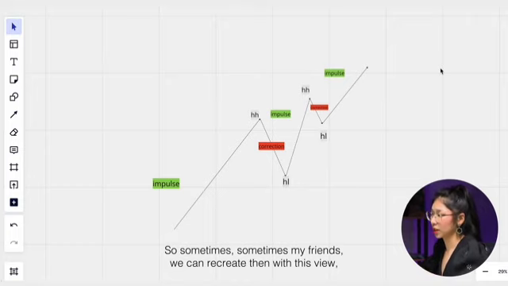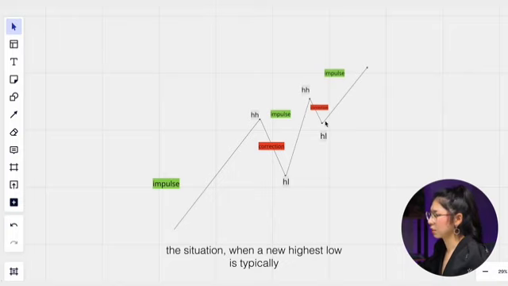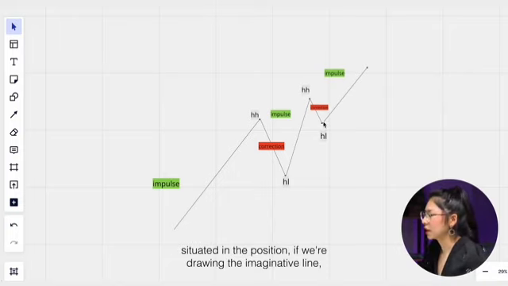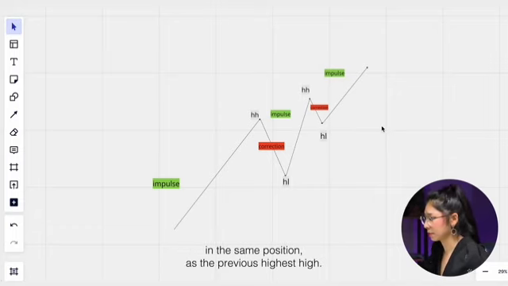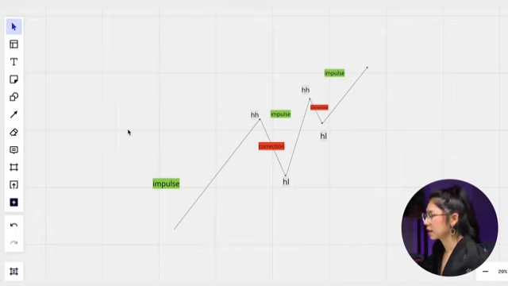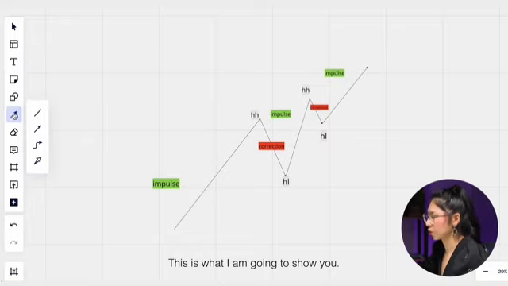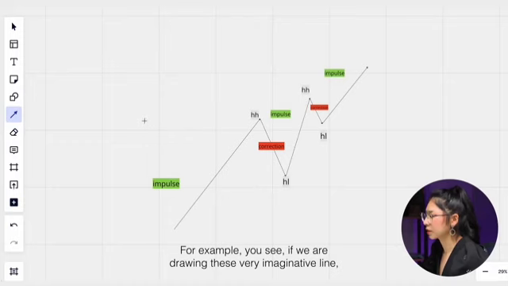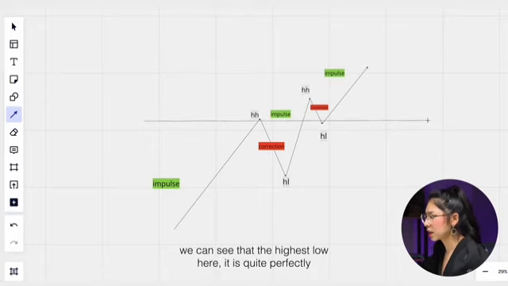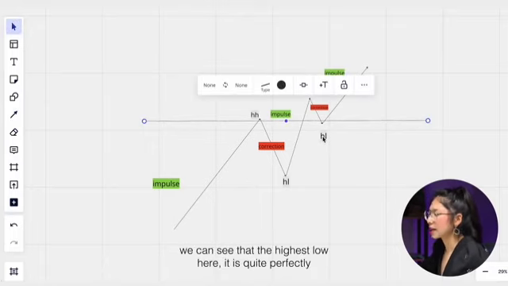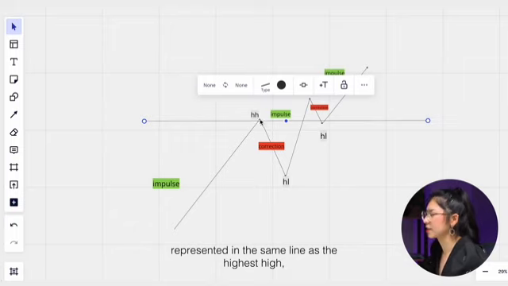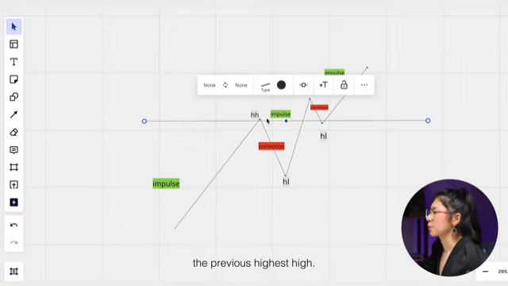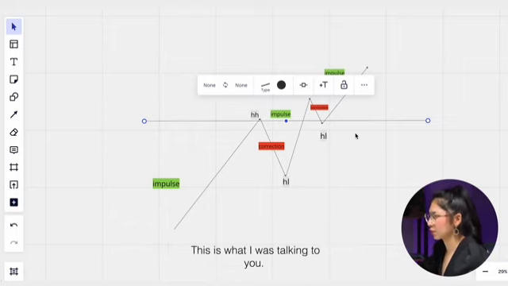Sometimes, my friends, we can recreate them within this view, the situation when a new highest low is typically situated in the position. You would draw the imaginative line in the same position as the previous highest high. This is what I'm going to show you. Let me show you this very case. For example, you see, if we're drawing this very imaginative line, we can see that the highest low here is quite perfectly represented. It's the same line as the highest high. The previous highest high, it is what I was talking to you.